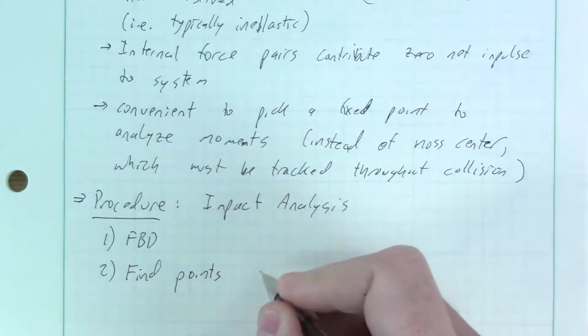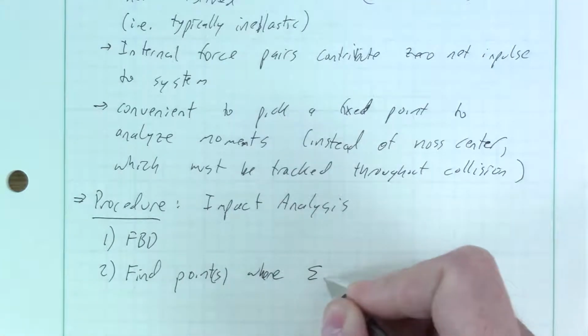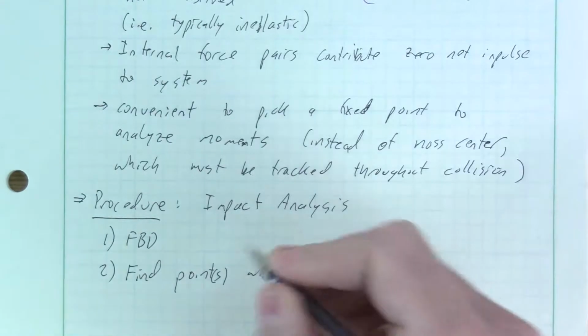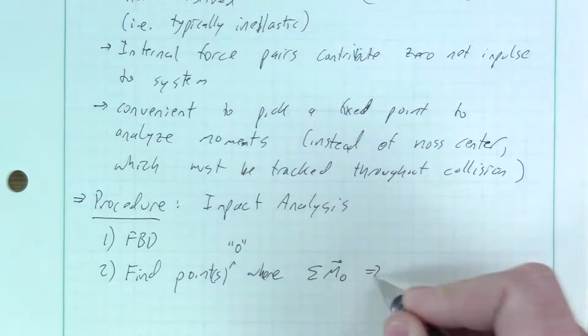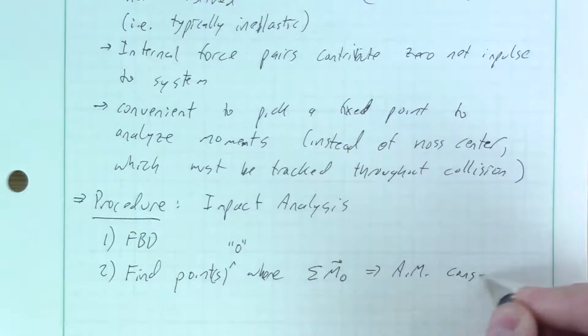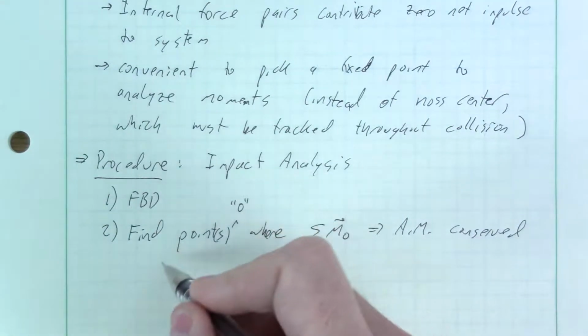We then find a point or points where, when we sum up moments about that point O, okay, remember this is point O, angular momentum is conserved. Okay, that's going to be the key to these rigid bodies.